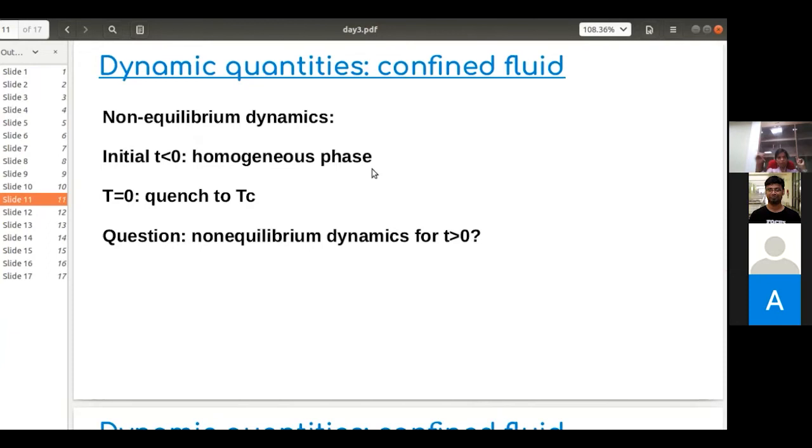Then at time t equal to 0, sorry, this will be small t, okay? At time t equal to 0, I quench the temperature of the fluid to the bulk critical temperature, okay? And the question is, what's going to be the non-equilibrium dynamics following this temperature quench? So for time t greater than 0, what's going to be the non-equilibrium dynamics of the fluid? And as you can guess, this dynamics is going to be affected by the surface properties of the confining walls.